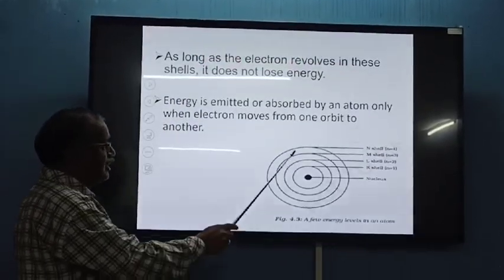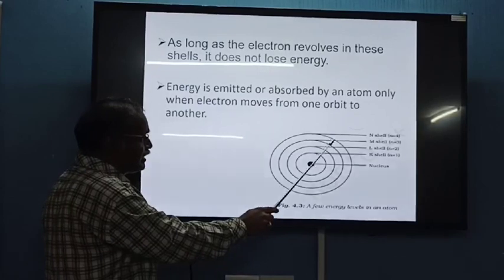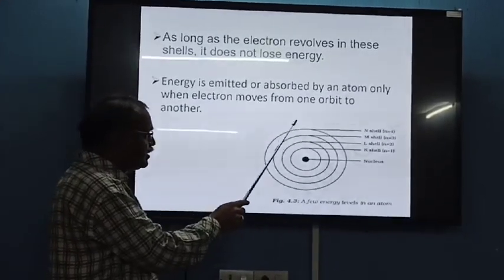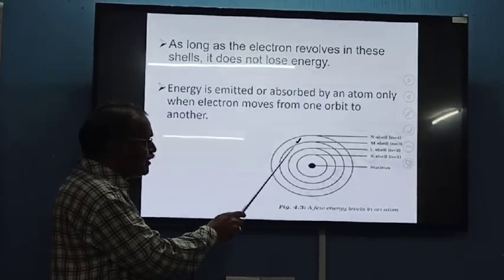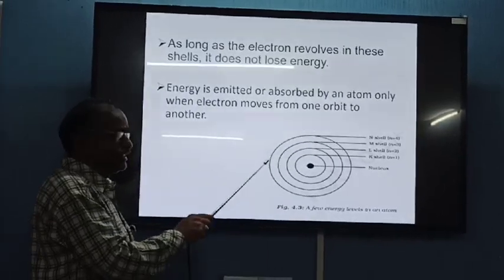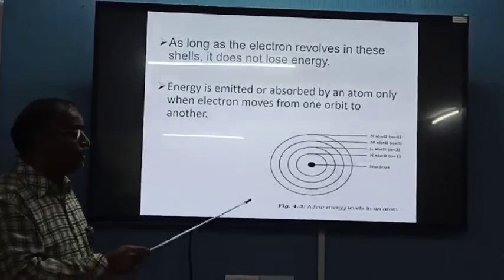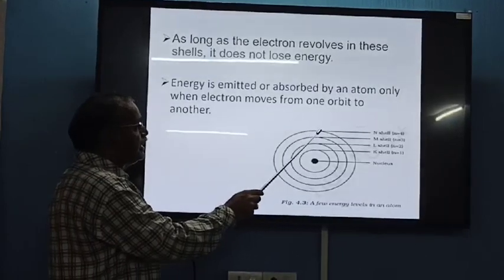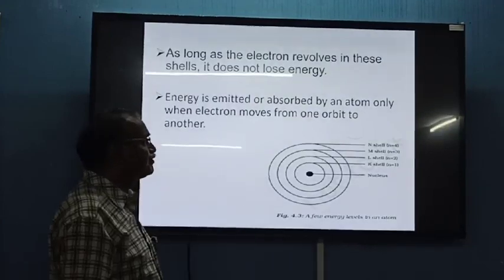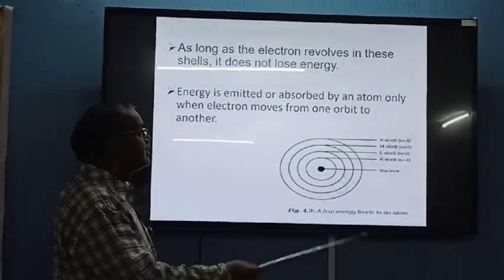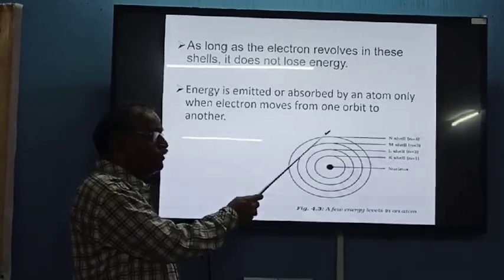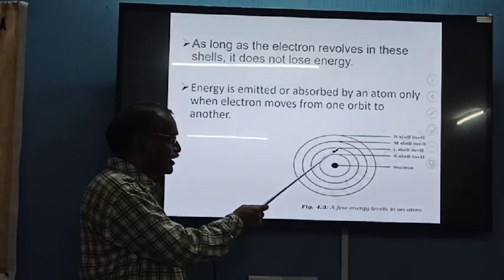See here. Electrons are revolving only in certain circular orbits. An electron may be here, or maybe here, maybe here, but not in between. So Bohr fixed the circular paths where the electrons will be present. These are known as discrete orbits, or energy levels, or also shells, another name. Shells, discrete orbits, or energy levels, all these are the same.